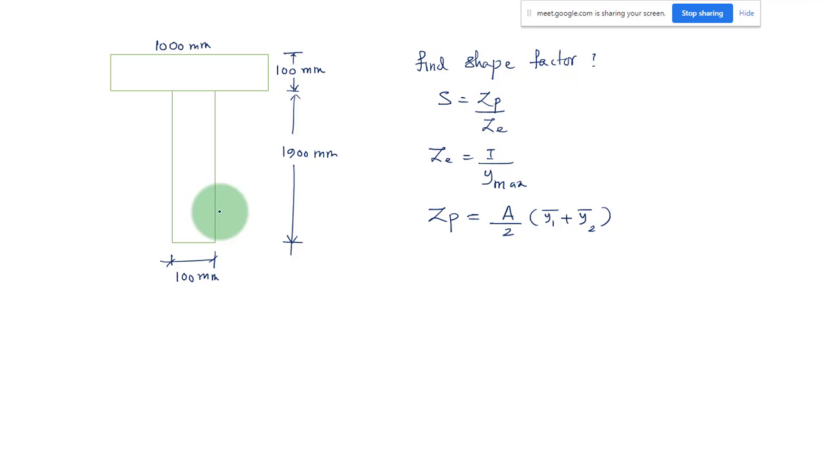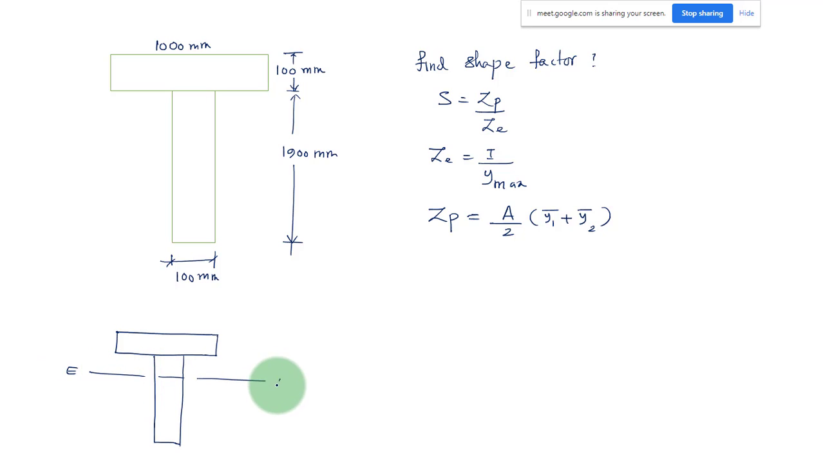Okay, so somewhere here you will have the equal area axis. Your equal area axis will be coming in this web area. Somewhere here we'll have the equal area axis, which is the neutral axis in your plastic stage. Okay, the plastic neutral axis will be this one, because the area has to be the same.